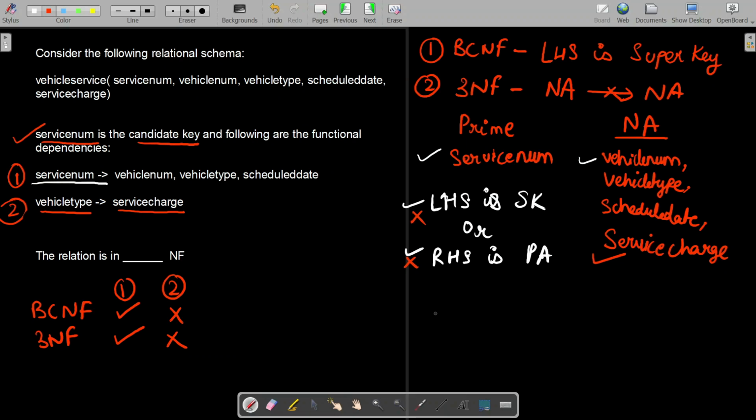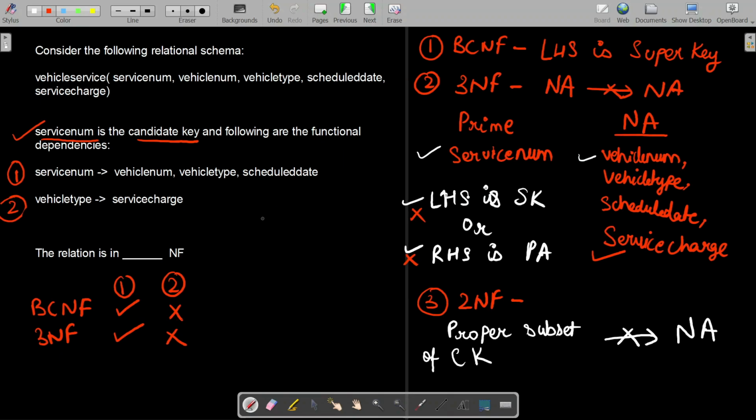Now let's check for 2NF. For a relation to be in 2NF, we know that there should be no partial dependency. And how do we check for partial dependency? We need to check that any proper subset of candidate key should not determine a non-prime attribute. If this condition is satisfied, then there would be no partial dependency. So what do we need to check? That a proper subset of candidate key should not determine a non-prime attribute.